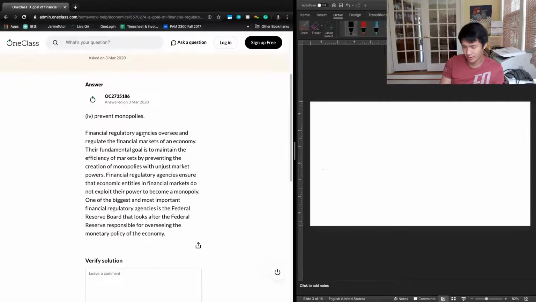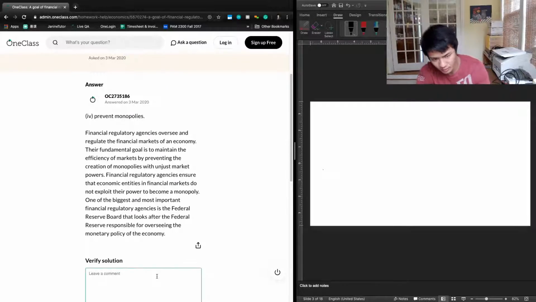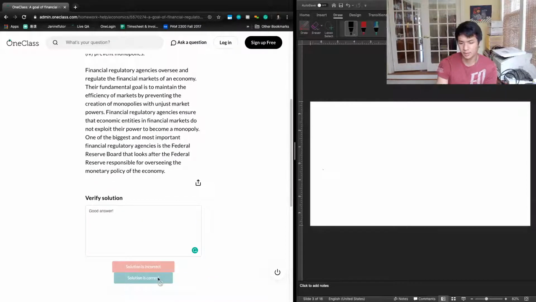Let's take a look at the previous tutor's answer. And they also took prevents monopolies, and they said that financial regulatory agencies oversee and regulate the financial markets of an economy. Their fundamental goal is to maintain the efficiency of markets by preventing the creation of monopolies with unjust market powers. Financial regulatory agencies ensure that economic entities and financial markets do not exploit their power to become a monopoly. One of the biggest and most important financial regulatory agencies is the Federal Reserve Board that looks after the Federal Reserves, responsible for overseeing the monetary policy of the economy. Yeah, so good answer. And we'll mark that as correct, and we can move on to the next question.